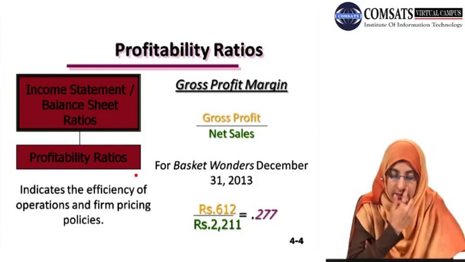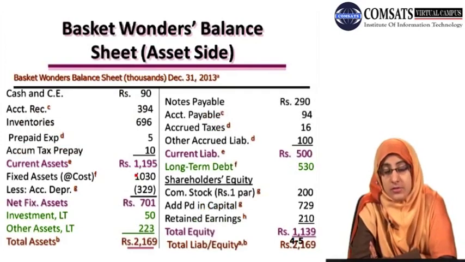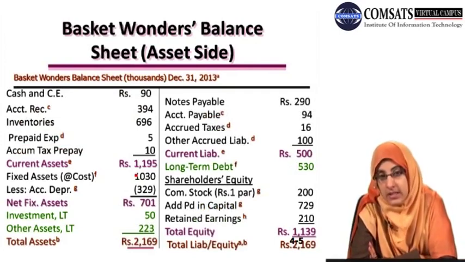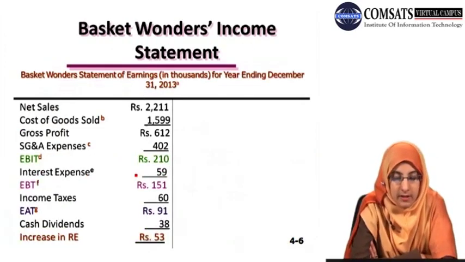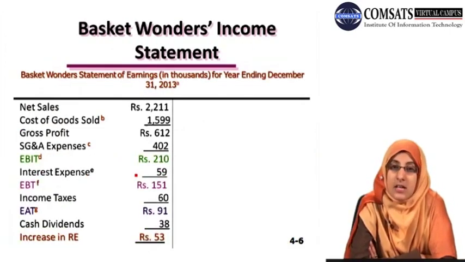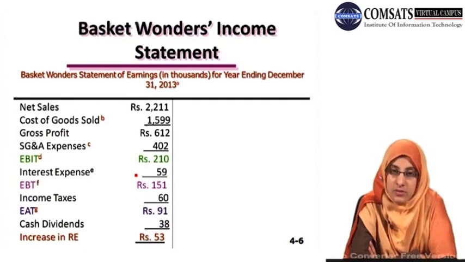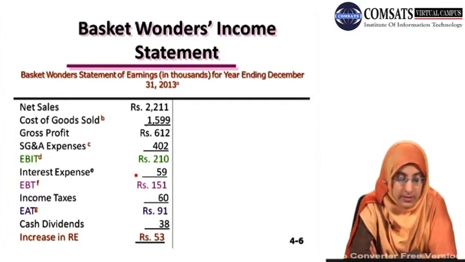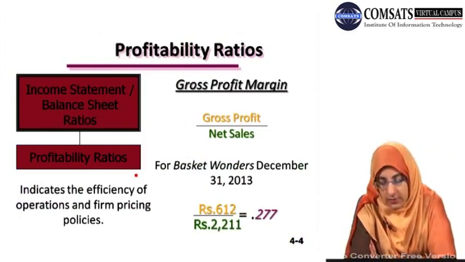Now if we look at the income statement and balance sheet of Basket Wonders, which is one of the examples we have been working on, the gross profit, if you look at the income statement, is 612,000 rupees, and cost of goods sold is 1599, and your net sales is 2,211,000 rupees. Now if you put that into the formula of gross profit margin, you have rupees 612 divided by 2,201 equals 0.277.